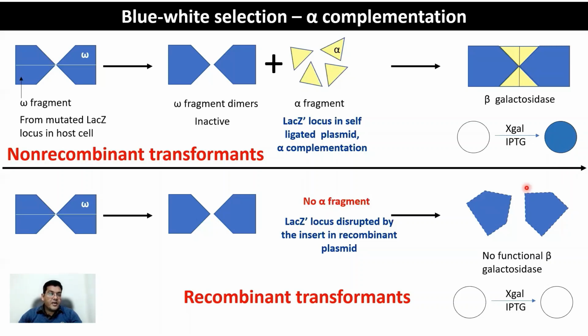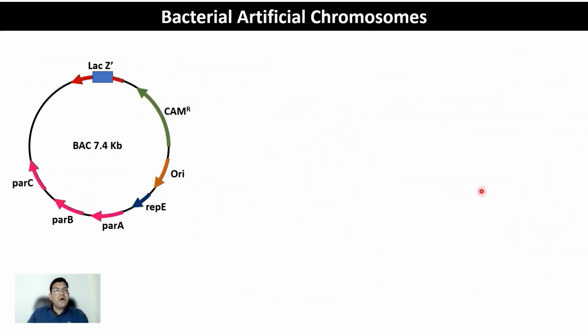So let's now move on to describe the main features of a bacterial artificial chromosome. So here you have a typical bacterial artificial chromosome, and as you can see, there is one resistance marker here. For the purpose of selection of recombinants versus non-recombinants, you already have a lacZ prime locus, and you can go for blue-white selection. To ensure that the plasmid replicates, you have an origin of replication, and importantly, you have RepE, which is the protein required for replication. There are three additional genes here, which are known as parA, parB, and parC, and these are basically responsible for ensuring the partition of the plasmid into the daughter cells.